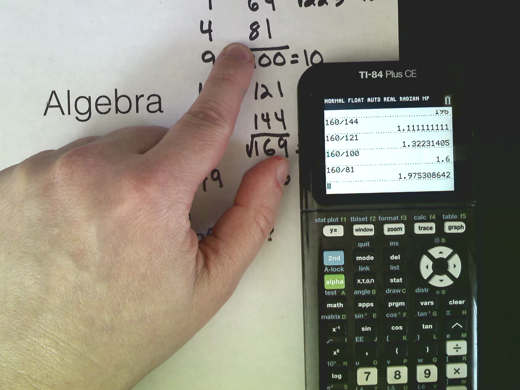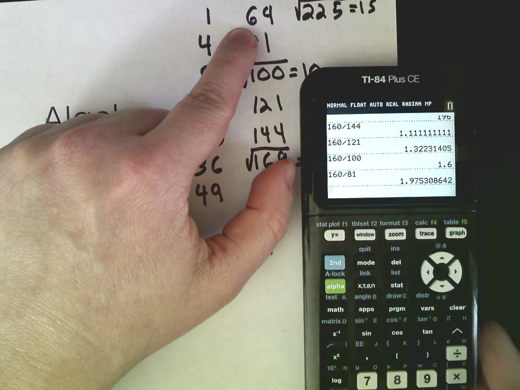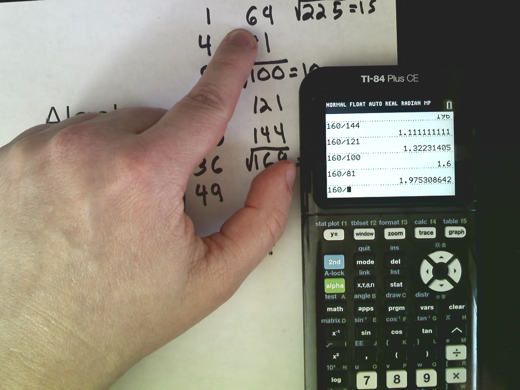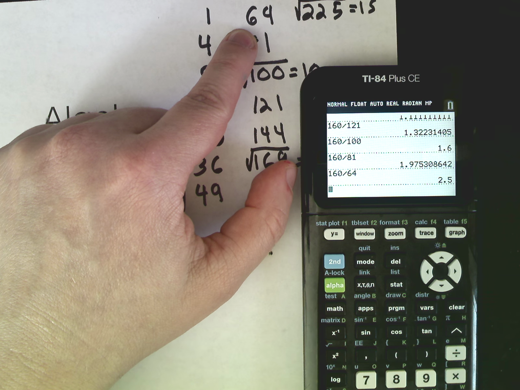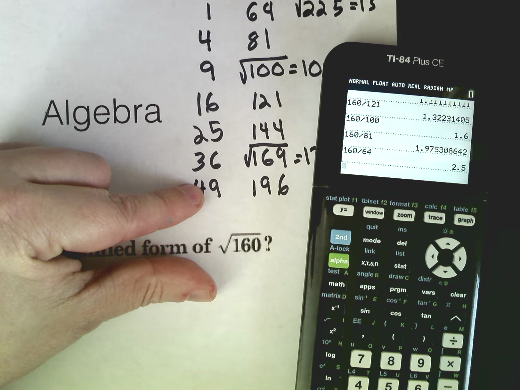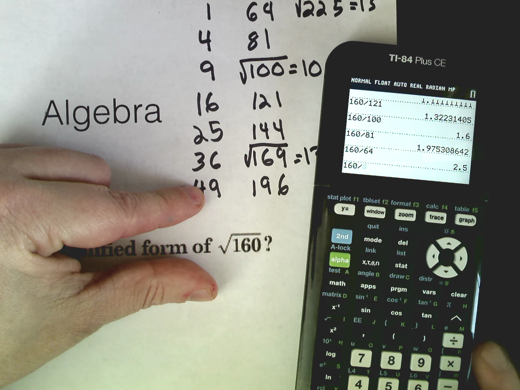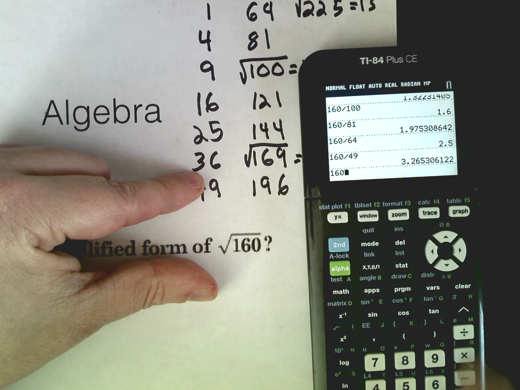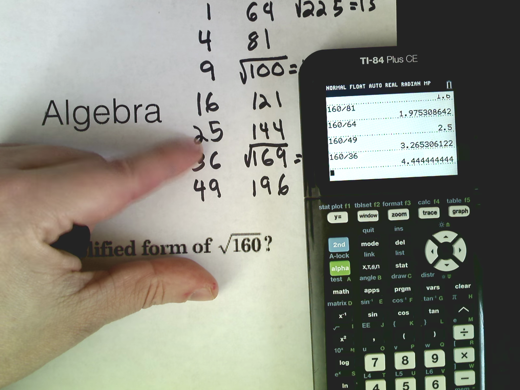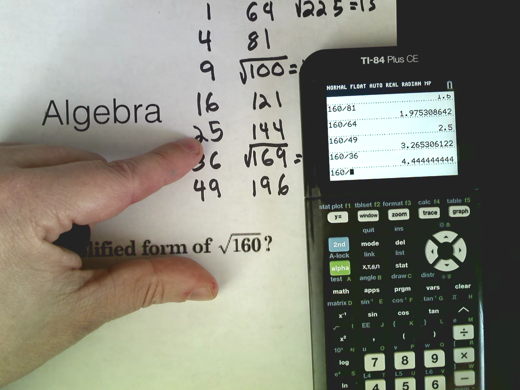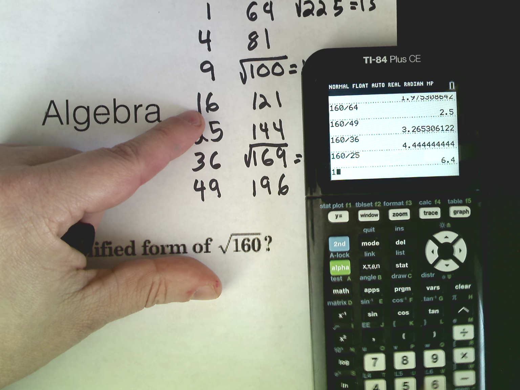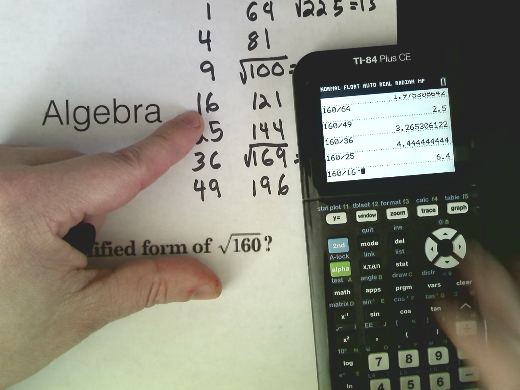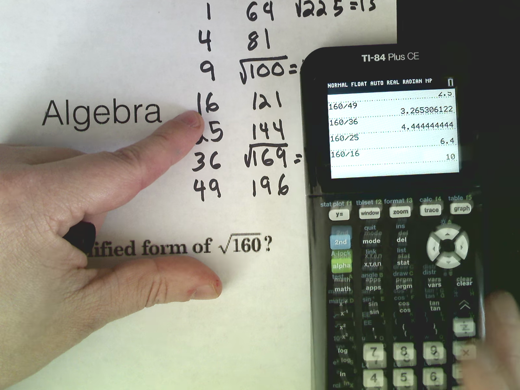160 divided by 81. Now, normally I can figure this out quicker, but I'm taking this as if we don't know what we're doing. So this is like the best way to get this, if you're willing to spend the time on it. Still getting a decimal. 160 divided by 49. Still not there. 160 divided by 36. 160 divided by 25. Still getting decimals. 160 divided by 16. 160 divided by 16 is 10.